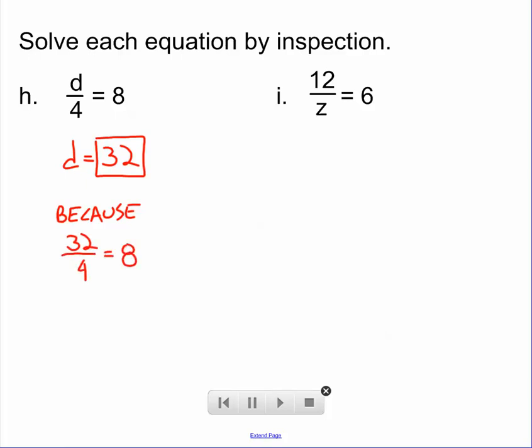Now this one, remember, division is not commutative, meaning order is important with division. So this is 12 divided by what number, whereas this one is what number divided by 4. So 12 divided by what number is 6? That one's a little bit easier, actually. 2. 12 divided by 2 is 6.